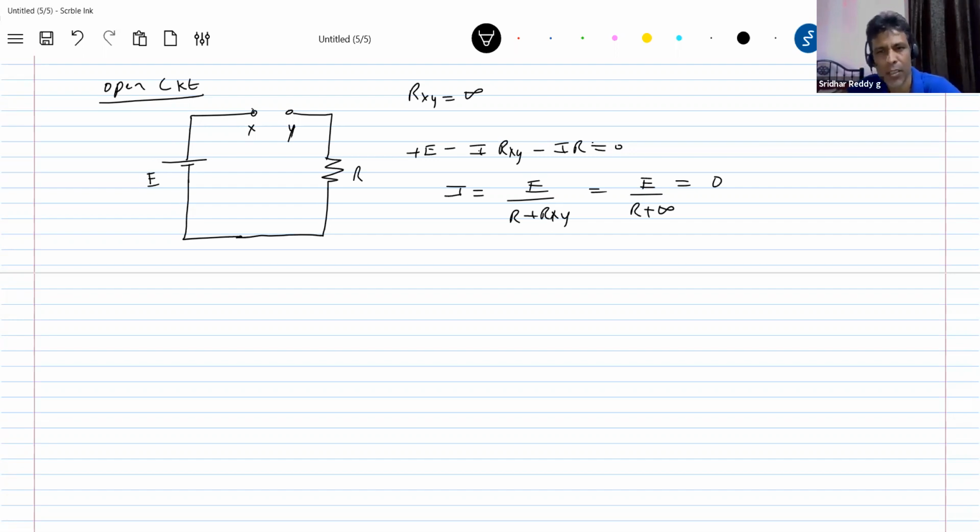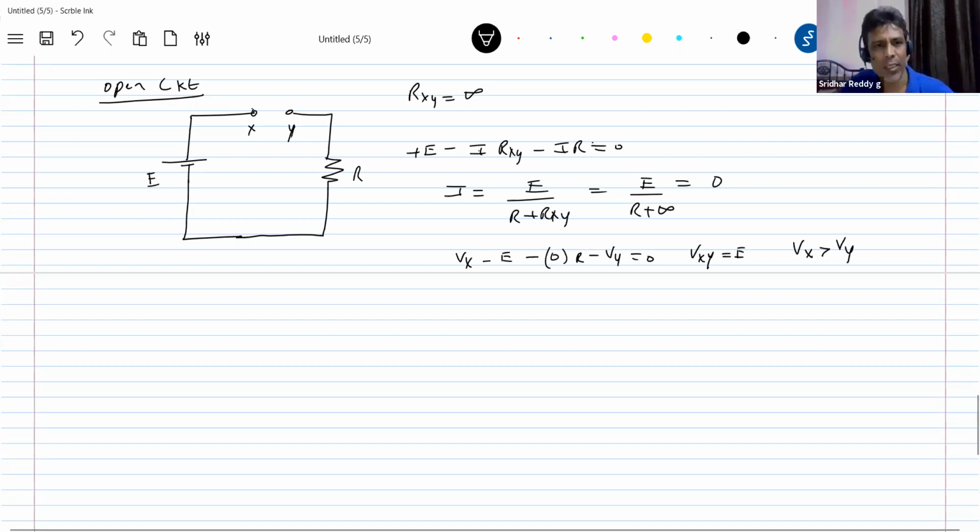Will there be any potential drop? Yes, there will be a potential drop. So you write the loop equation: Vx minus E minus 0 into R, no current, minus Vy equals 0. So what is Vxy? I'll get E. So with this, what does it show? Vx is greater than Vy. There is a potential drop, but no current through it. This is called an open circuit.